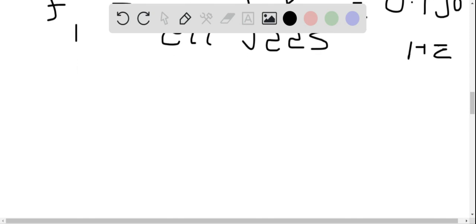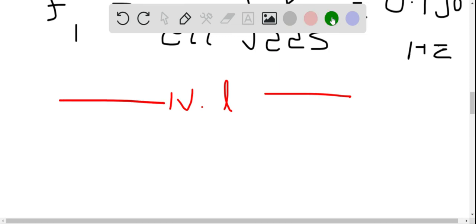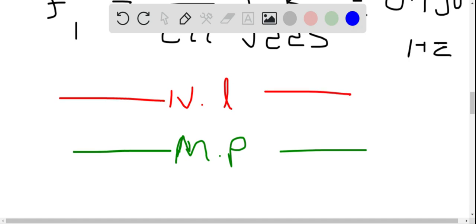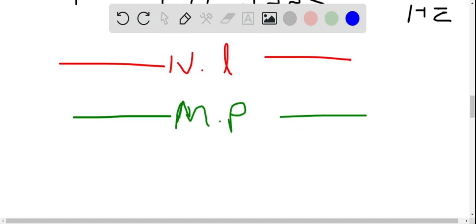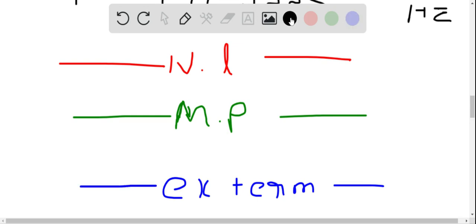So according to this, we can draw the diagram again. First there will be a natural length, I'm writing this as NL. Then come to the mean position, so I'm mentioning it as MP. And then it will come to the extreme term, or I can write EX term. Now let's mention the distance individually. So this distance is y2 and this is a2.